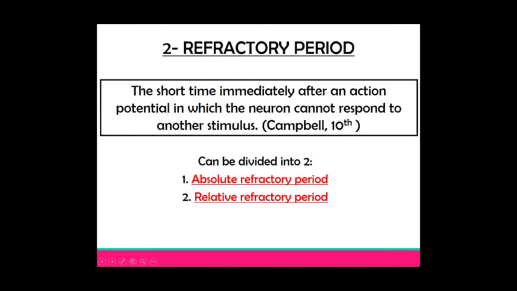Refractory period is the short period immediately after an action potential in which the neuron cannot respond to another stimulus. It is the period when the neuron is insensitive to depolarization, that is, the inward movement of sodium ions is prevented. The refractory period can be divided into two parts, absolute refractory period and relative refractory period.